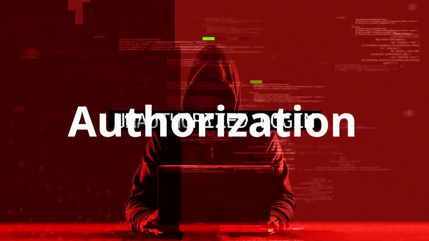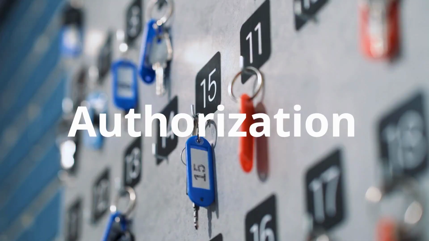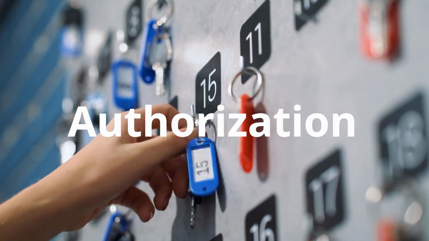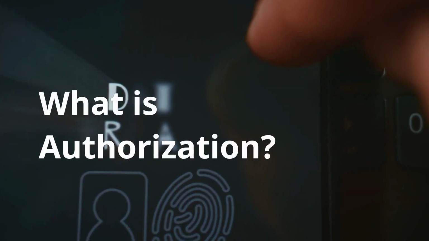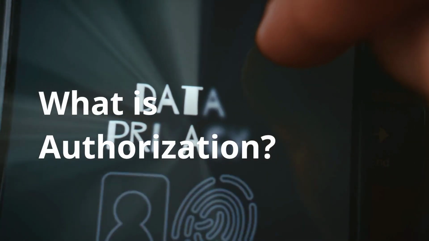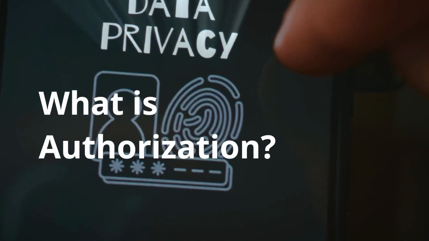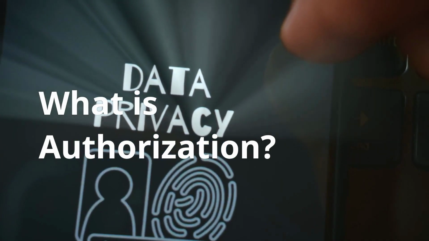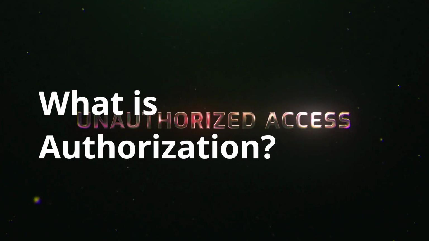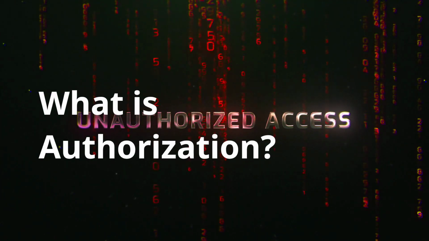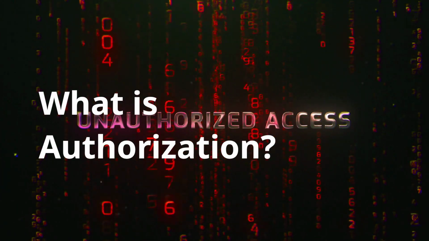What is authorization? Now that we know what authentication is, let's move on to authorization. Authorization is about determining what you can do once you've been authenticated. Think of it like this. You've shown your ID at the door, authentication, but now the guard needs to decide if you're allowed to enter the VIP section, access the conference room, or just hang out in the lobby. Authorization decides what resources and actions are available to you based on your identity.